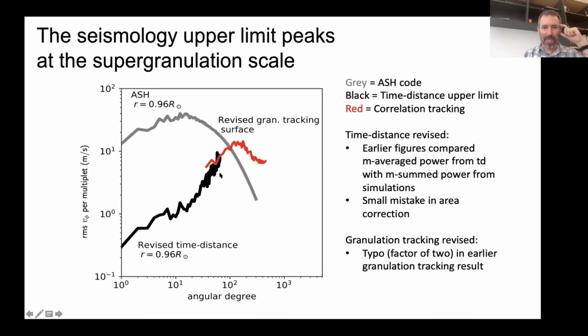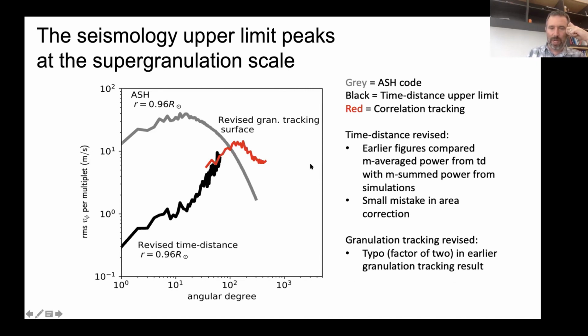And you can plot that thing on the same figure. So again, you take these time distance travel times, you calibrate them to east-west velocities, and then you do the same spherical harmonic transform, and you look at the RMS velocity per multiplet.